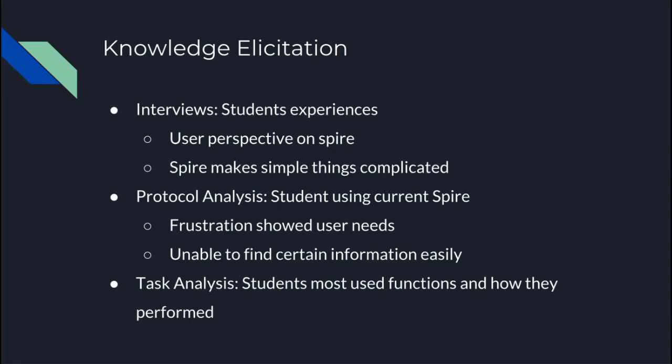For knowledge elicitation, we first started off with interviews of the students' experiences with Spire as it stands, and we also were looking for their perspectives on it. We found that Spire makes simple things very complicated. In our protocol analysis, we found that students who currently use Spire showed their frustration with different tasks, which showed what we needed to change. Particularly, they were unable to find certain information easily, which should have been a lot more accessible. Our task analysis covered the students' most used functions and how they are performed.